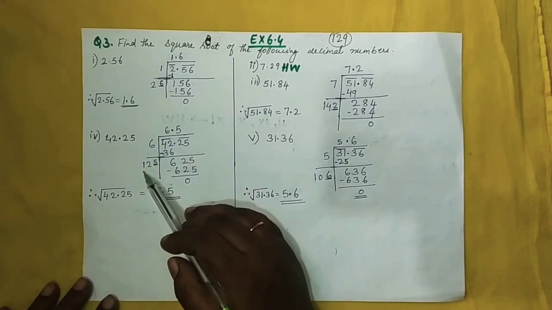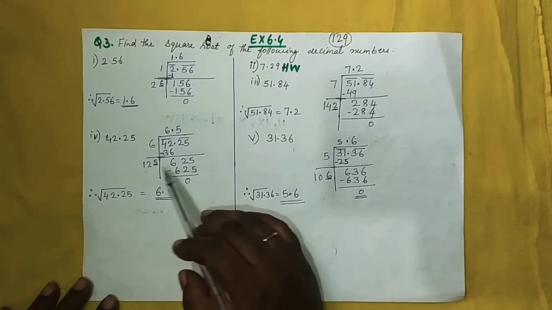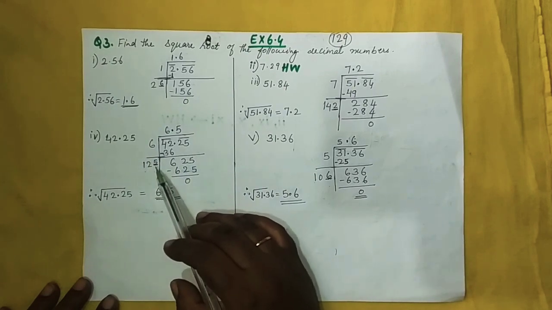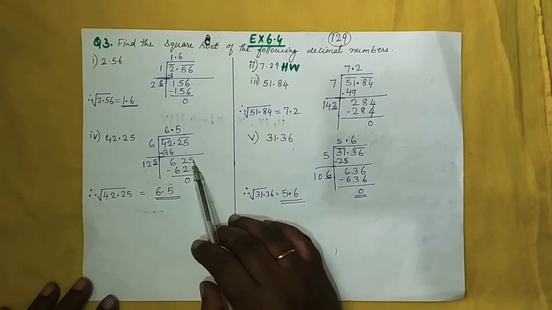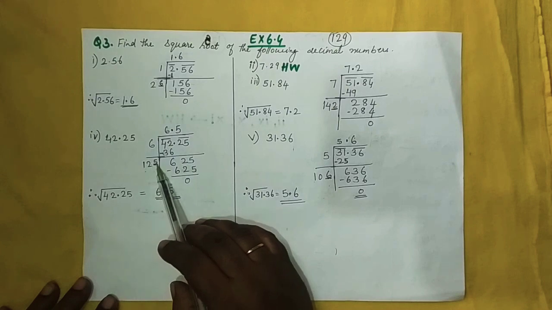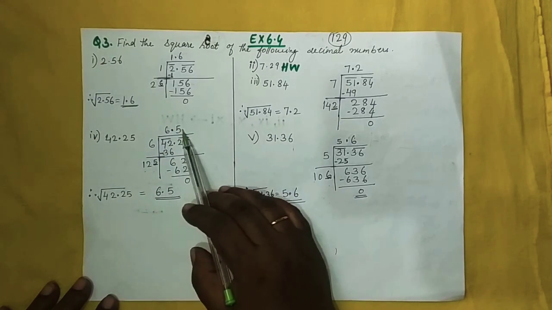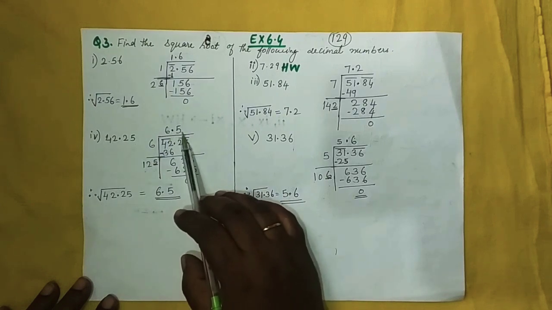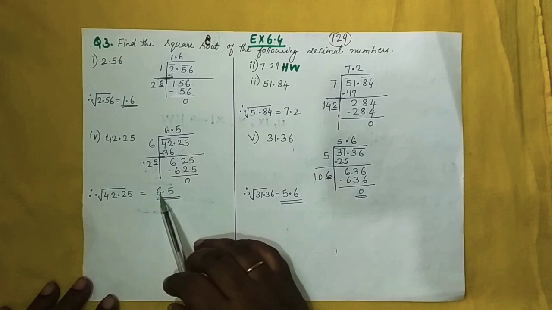Now 6 into 2 is 12. We can write right side of 12 one digit in such a way that the number formed, when we multiply with that digit, you will get 625. Okay, 125 into 5 is 625. So what digit will come in the quotient? 5. So what is the answer? 6.5. So you can say square root of 42.25 is 6.5.